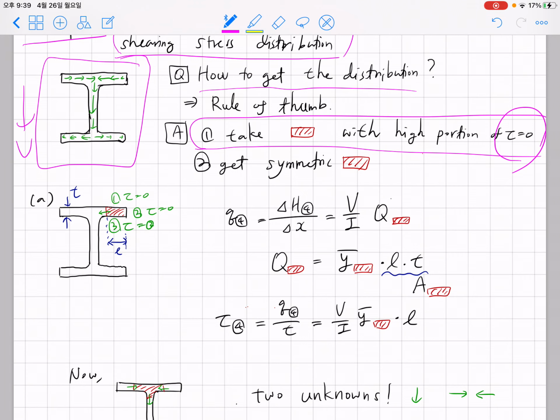So if you think about my first rule of thumb, it's the following. If you want to obtain the shearing stress at this point, what you do is take your red area in this way, such that at the top, at the bottom, and at the side, you have a free surface and tau equals 0, tau equals 0, and tau equals 0, and the direction is here.